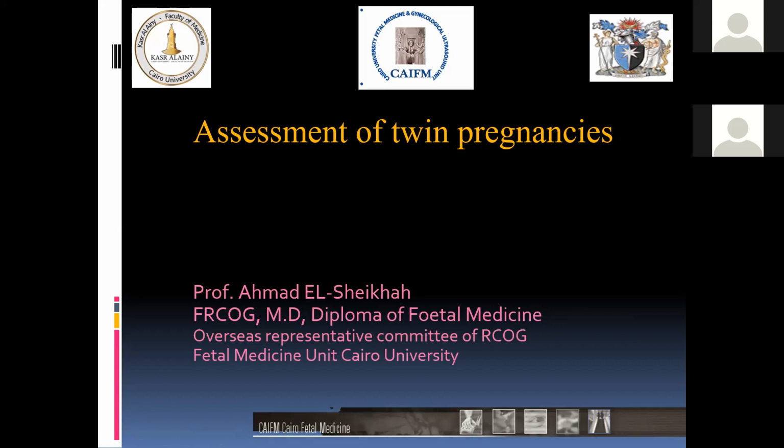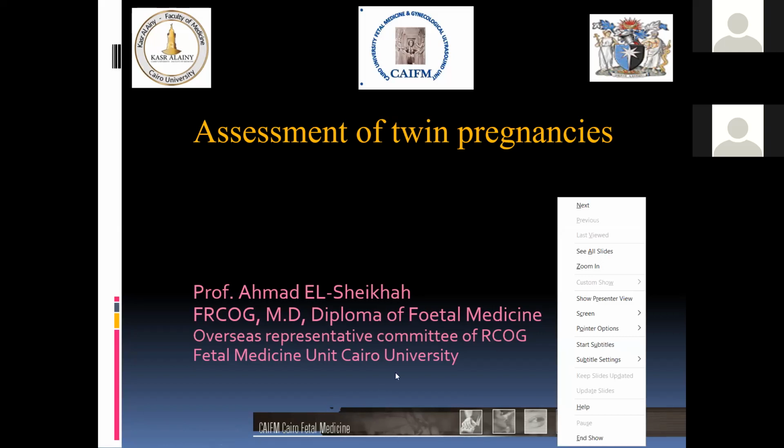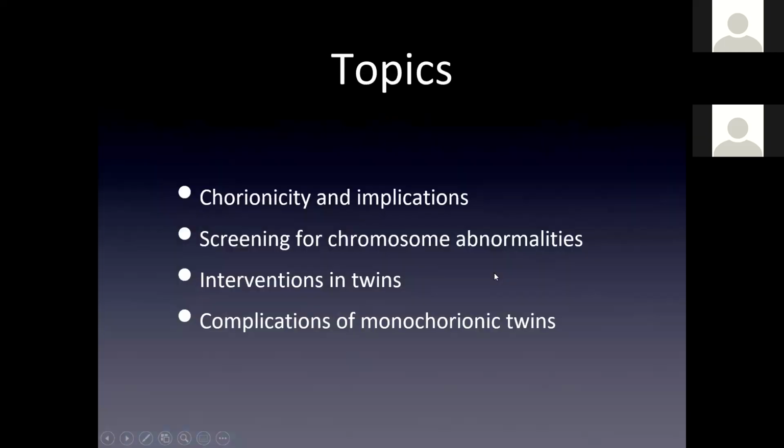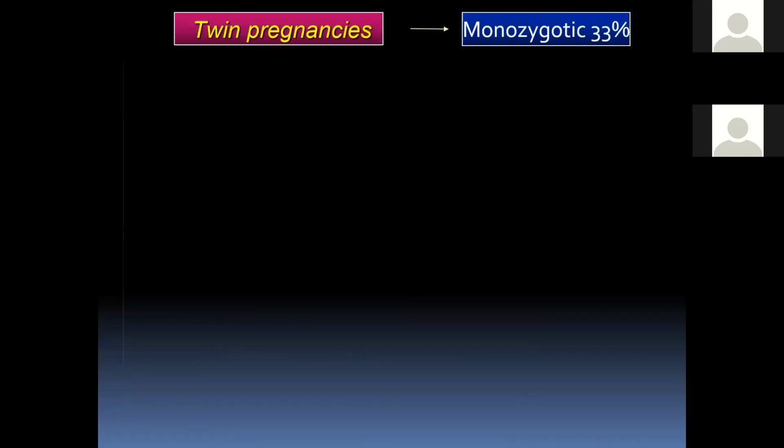I'm going to address the assessment of twin pregnancies, what we need to do with them, and how we're going to monitor them. So we're going to talk about chorionicity and the implications of chorionicity, how we're going to screen for chromosomal abnormalities for management of twins. And we are going to talk about some of the interventions we do in twin pregnancies. As well, we're going to be talking about the complications of monochorionic twins.